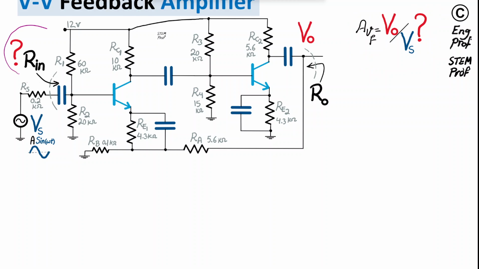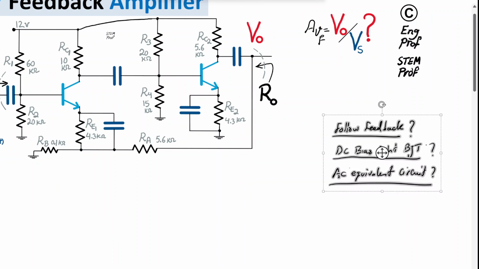Also, we want to find the AC input impedance Rin as observed from the perspective of this point at the input, and we want to find the Rout, or output AC impedance with feedback, as observed from the perspective of the output. To achieve this, I'm going to go through three steps.